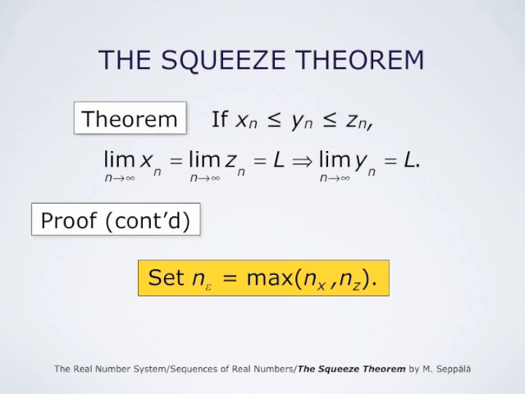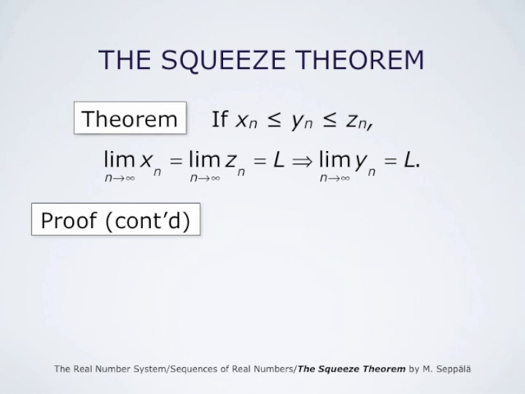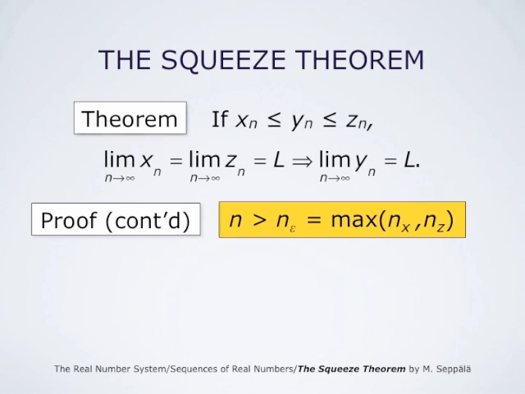Now we set n epsilon to be the larger one of the numbers nx and nz. Alright, when n epsilon is the larger of these two numbers and n is larger than n epsilon, it means that both numbers xn and zn are closer to the limit value than the distance epsilon. That means that they lie on the interval from L minus epsilon to L plus epsilon.